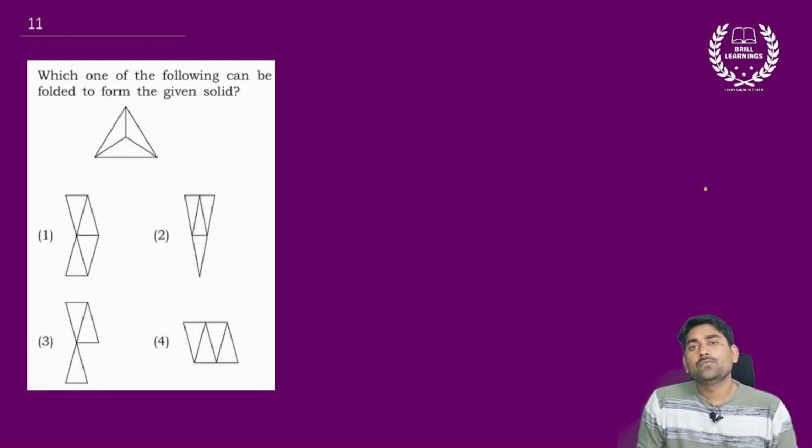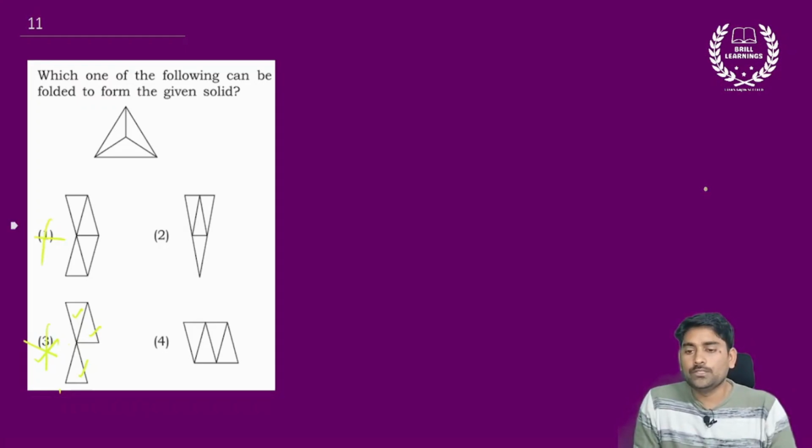A tetrahedron has 4 equilateral triangles. If you observe the third option, we have only 3 triangles here. That means this is not the right answer. Let's check the other options one by one. The first one you cannot arrange. The fourth one also you cannot arrange.